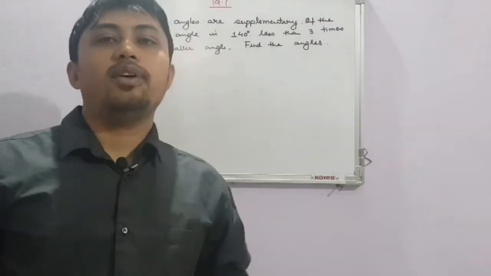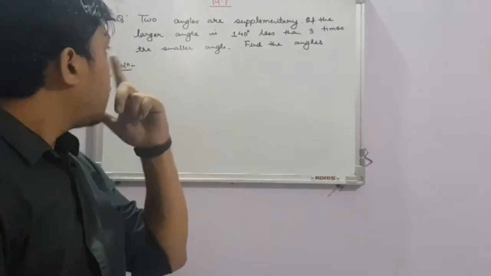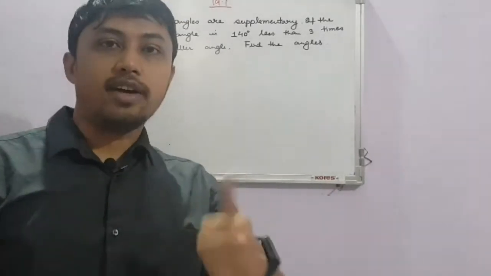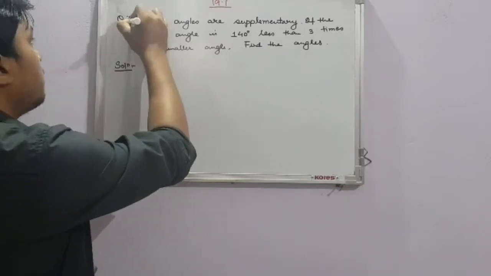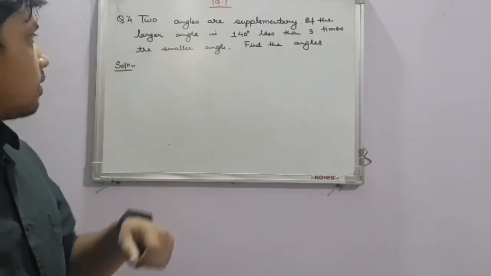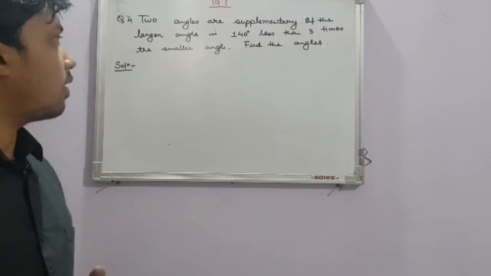Hello students, we have covered 1, 2 and 3 from 19.1. Today let's take question number 4, 5 and 6. Alright. So this is question number 4 basically. The question goes like this. Two angles are supplementary if the larger angle is 140 degree less than 3 times the smaller angle.